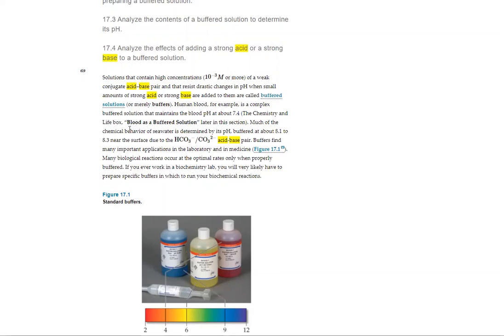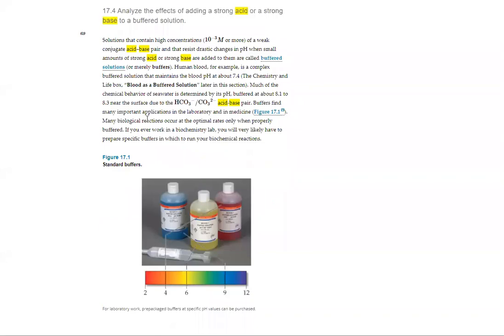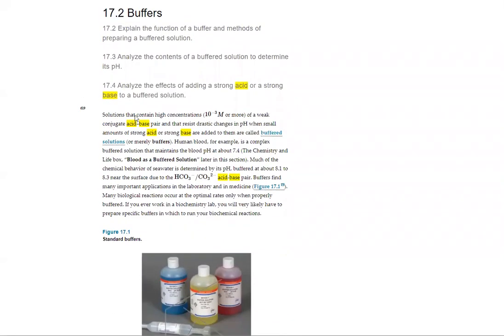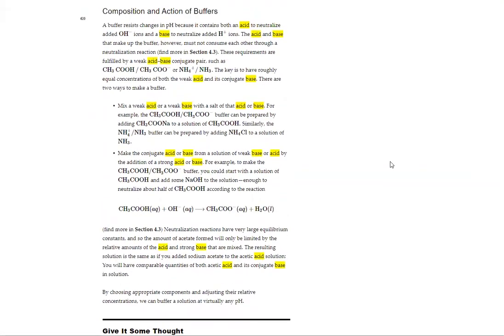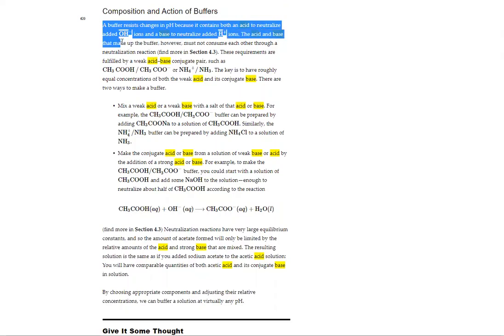A good example of a buffered solution is blood. Buffers find many important applications. Basically, if you add an acid or a base to the buffered solution, the change in the pH would be less than it would be if you didn't have that buffered solution. So moving on, a buffer resists changes to pH because it contains both an acid to neutralize added hydroxide ions and a base to neutralize H+ ions.